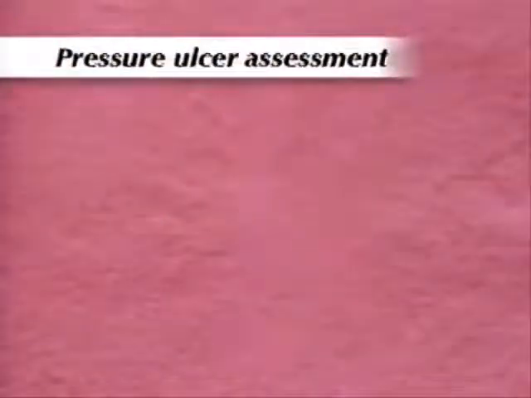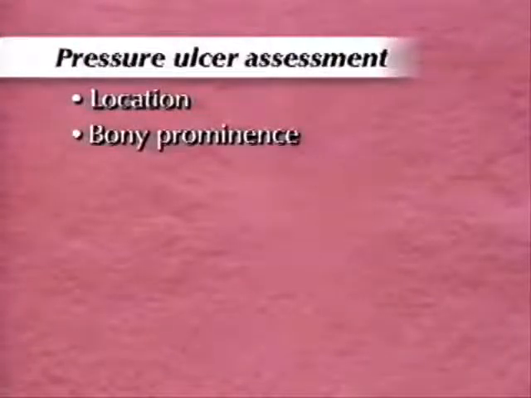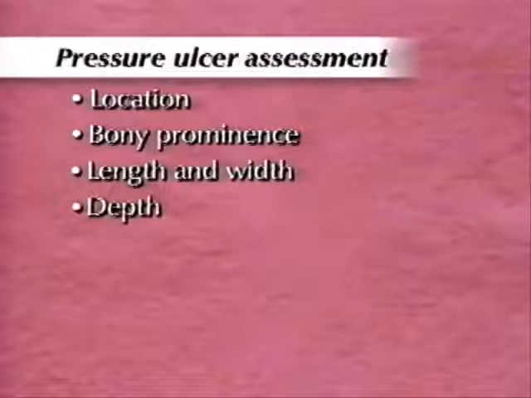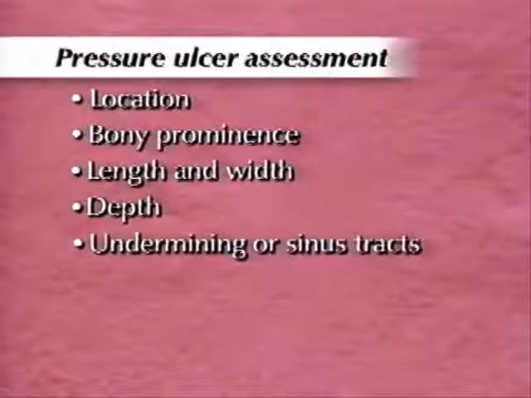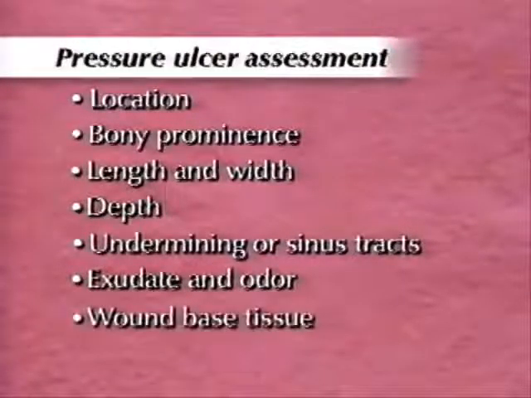Now that you know how to stage a pressure ulcer, let's look at the other essentials of pressure ulcer assessment. To perform a complete assessment, note the ulcer's anatomical location and affected bony prominence, if any. Also locate and measure its length and width, or surface area, depth, and extent of tissue undermining, or sinus tracts, if any. And characterize the exudate and odor, if any, wound-based tissue, and peri-wound area.